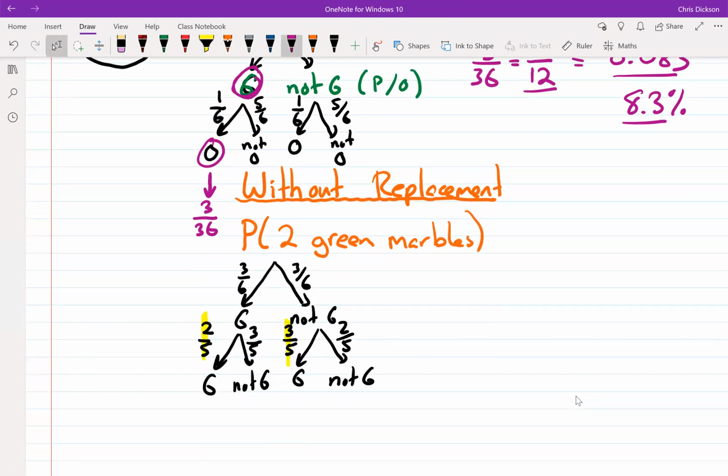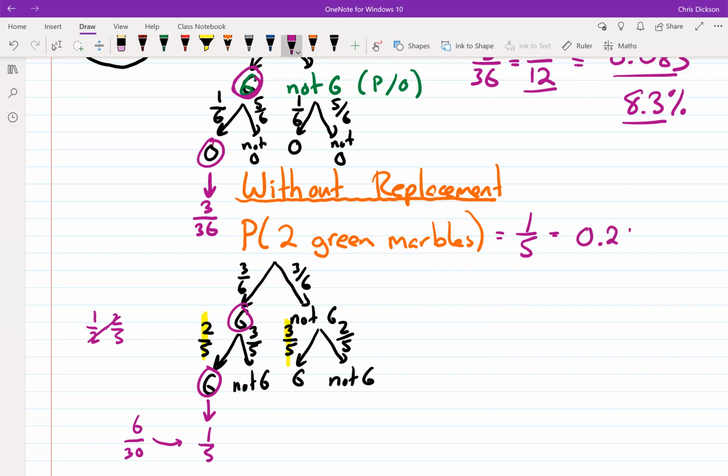But for this question, what we want to know is getting 2 green marbles. So there's the only branch that shows green and green. So I times these numbers together, and once again, if you reduce it, it does make it a bit easier to times. So 1/5. But if you don't reduce it, you get 6 over 30, okay? Which is the same as 1/5. So the chance of getting 2 green marbles is 1/5, 1 out of 5. And that is going to be 0.20 as a decimal number, and would be a 20% chance of that occurring. So pretty good chance. Not great, but much better than the other questions we've done.